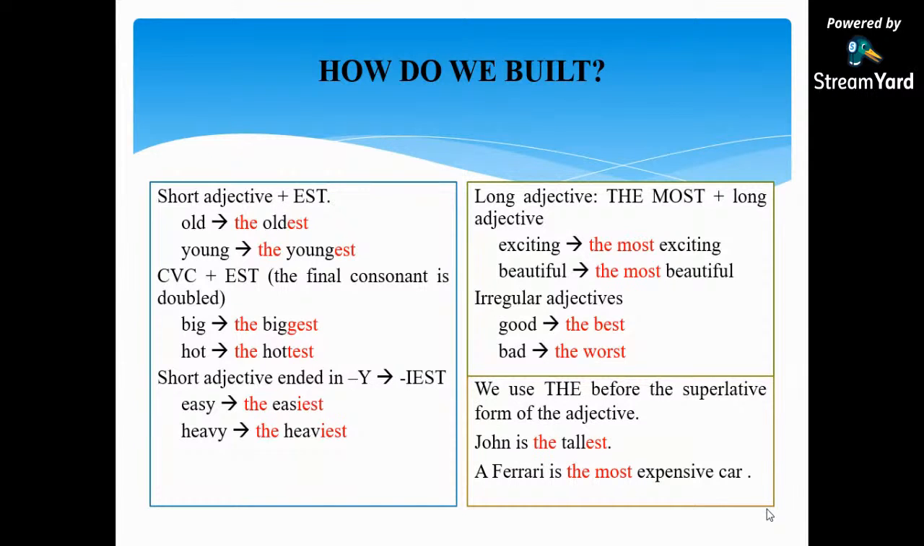In this way, if we remember, we have the three different forms that are already determined. Good, better, the best; bad, worse, the worst. Then, we use the particle the before the superlative form of the adjectives. For example, John is the tallest. A Ferrari is the most expensive car. And this will be a particle that will be very, very important for us to determine that we are making a superlative comparison.